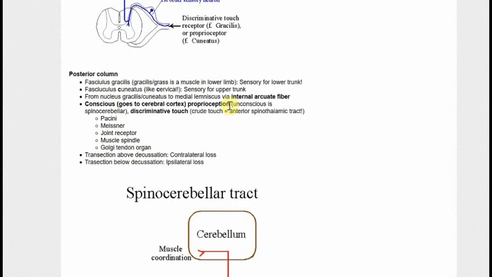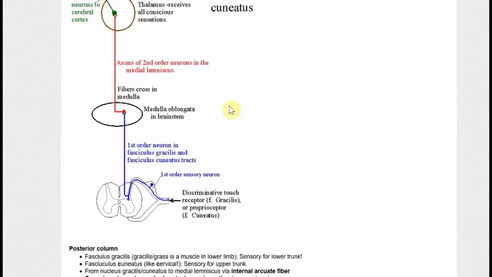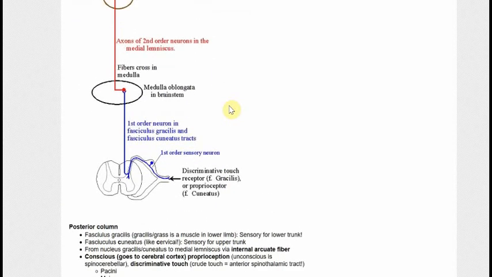The second type we'll talk about is the posterior column. The posterior column is basically used for discriminative touch. So that's basically fine touch and also conscious proprioception. Now this does cross, unlike the spinocerebellar tract, and it crosses at the second order at the medulla.